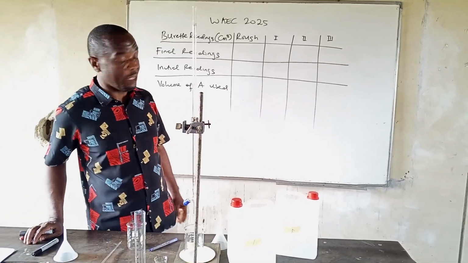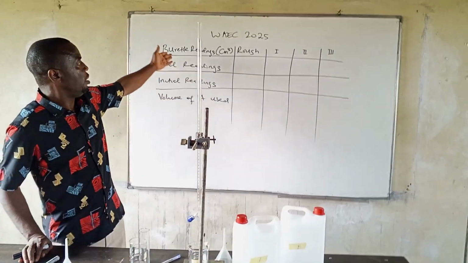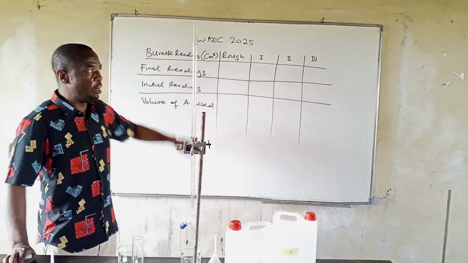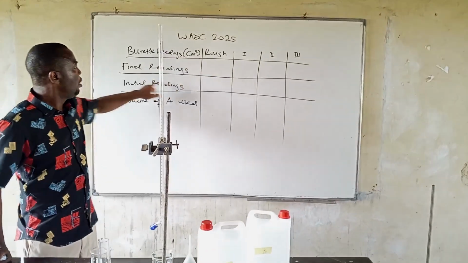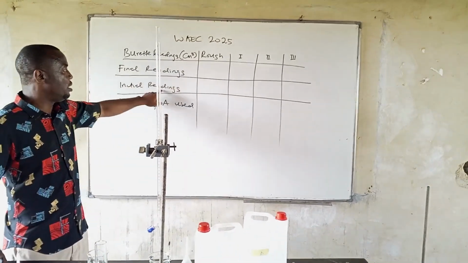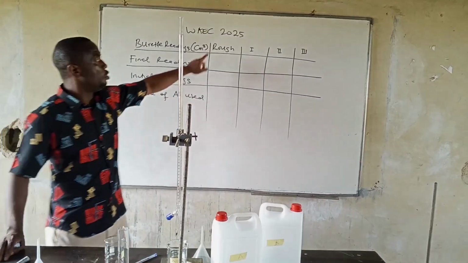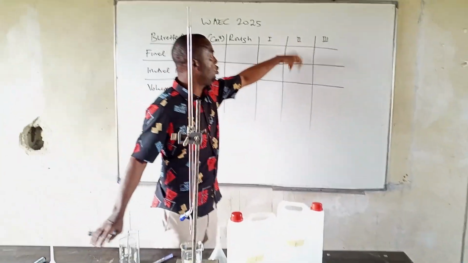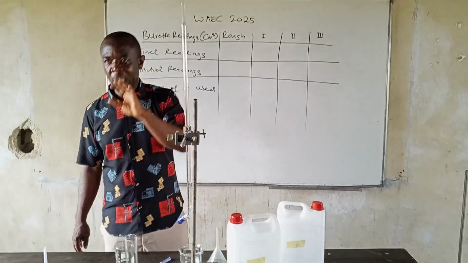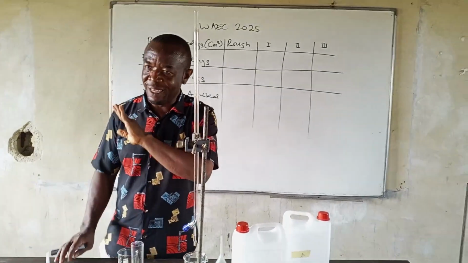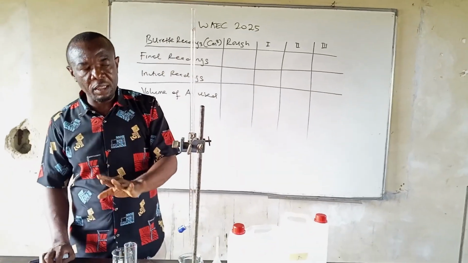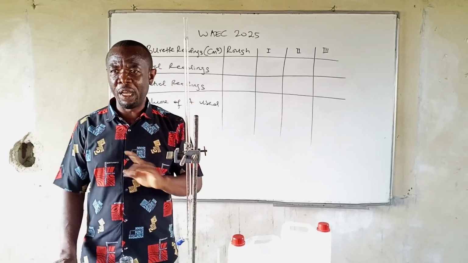Then, without wasting much of our time, we have the format for reporting the titration: burette readings in cm³, final readings, initial readings, volume of acid used, rough, 1, 2, and 3. So we're going to perform the experiment now. In the matter of maybe less than 10 minutes, we will be done with the experiment. We get our end point, working end point.